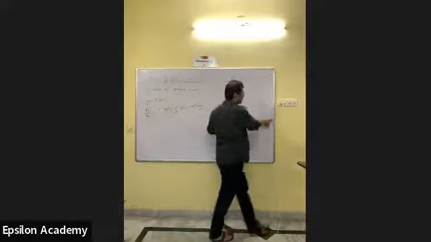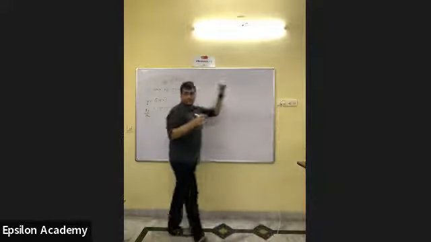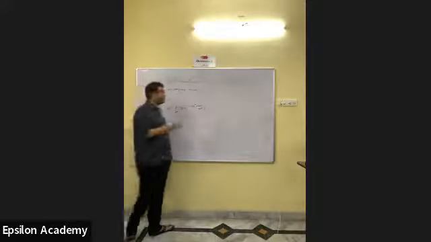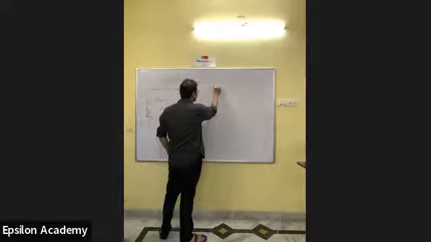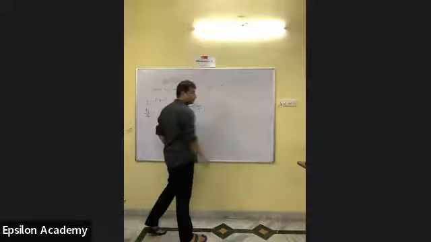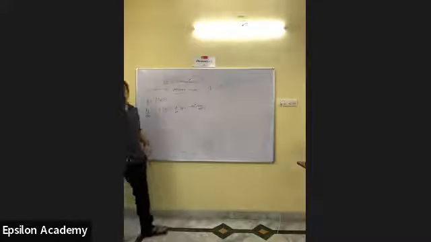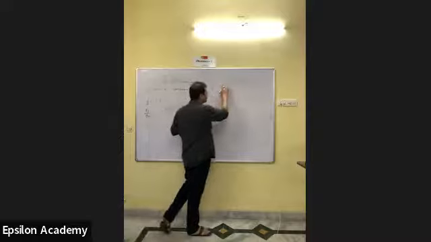Let me start. What is the first question? Find the derivative of sine of x square plus 5. That is from the exercise.